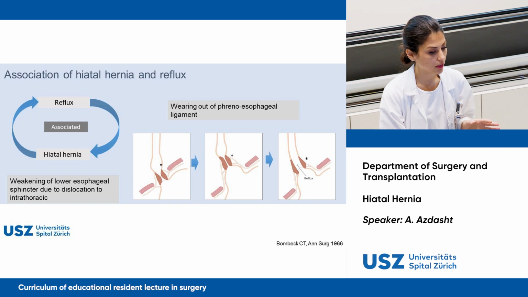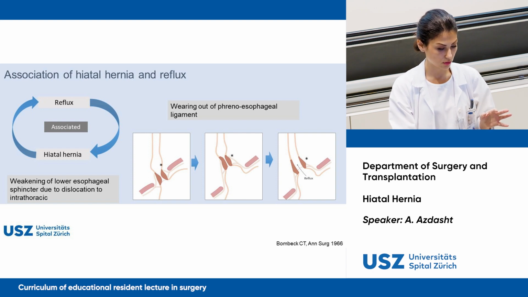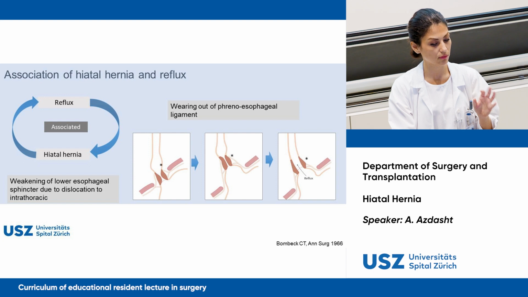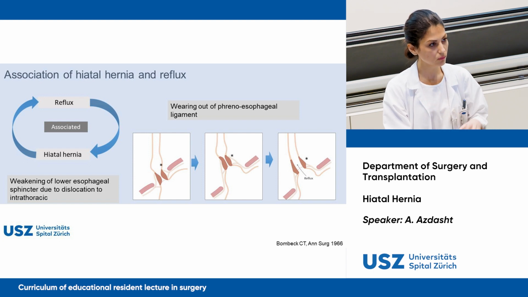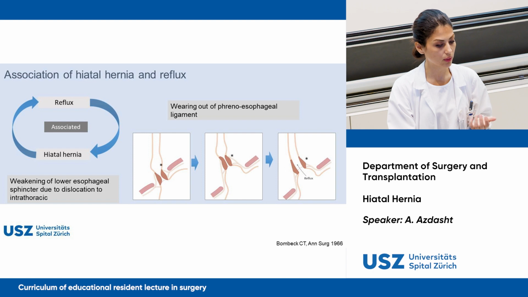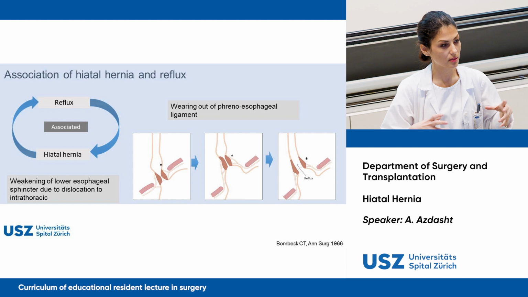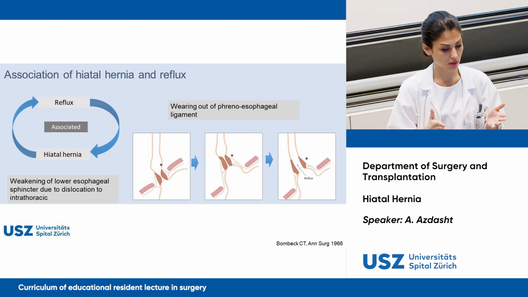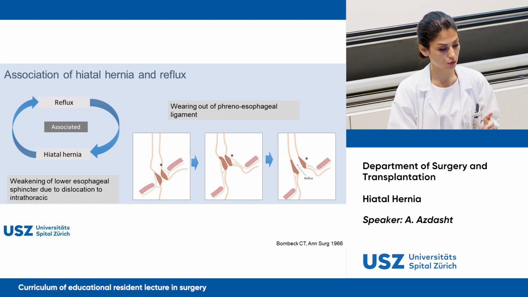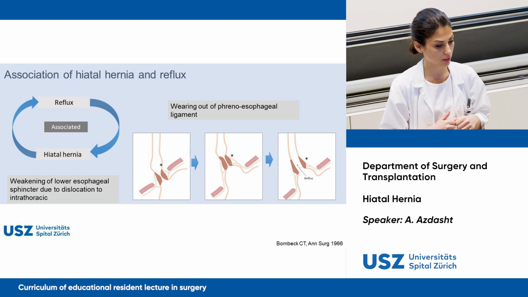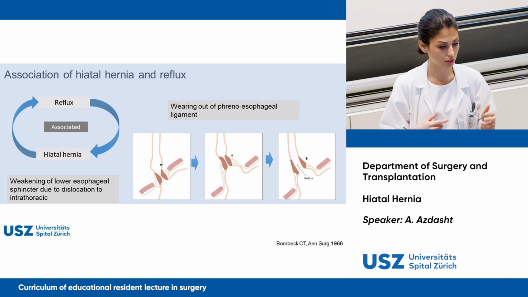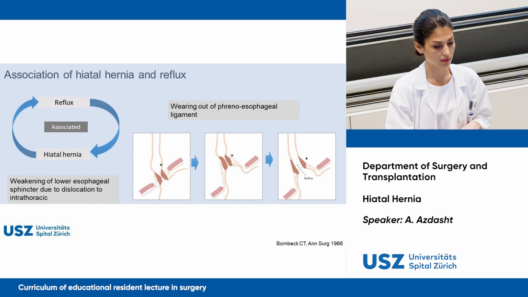Reflux and hiatal hernias are associated with each other. This is due to the fact that we have a wearing out of the phrenoesophageal ligament due to, for example, frequent swallowing in patients who have reflux. And then when the ligament is weakened, the stability of the cardia is not given anymore, and that's why it can cause a protrusion of the cardia into the thoracic cavity. And when we have this protrusion of the cardia, this leads to a weakening of the lower esophageal sphincter, again due to the dislocation, that again can cause reflux.